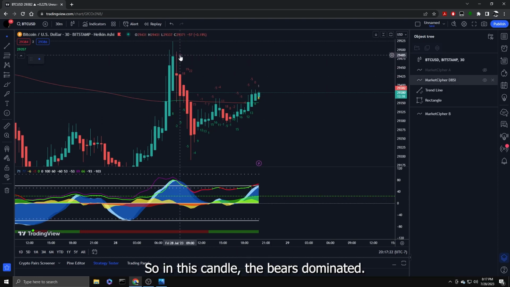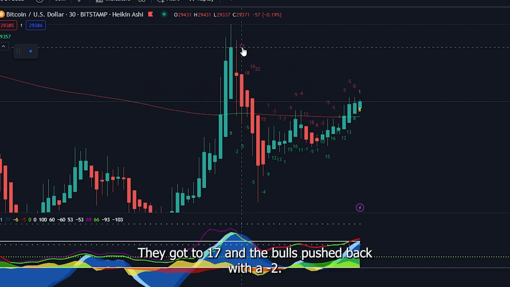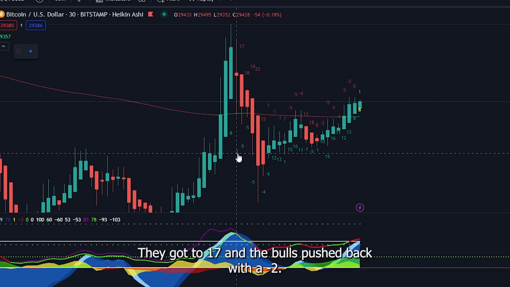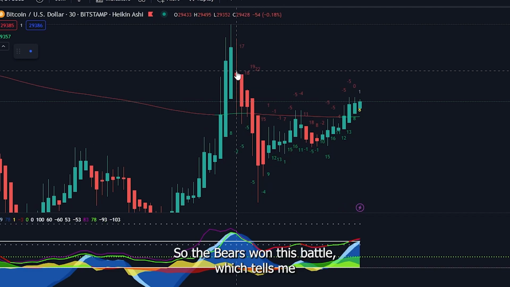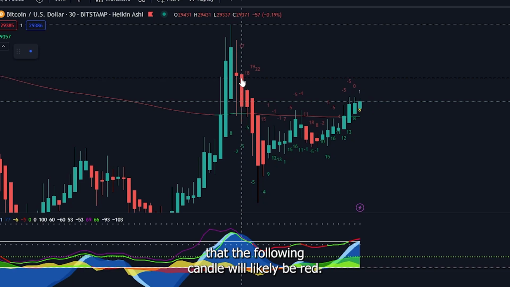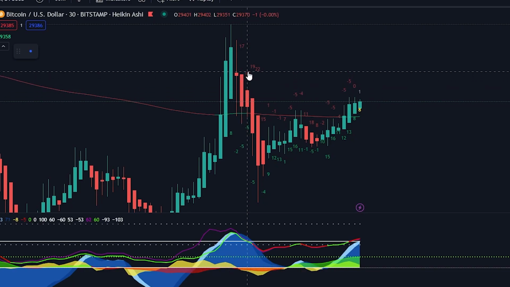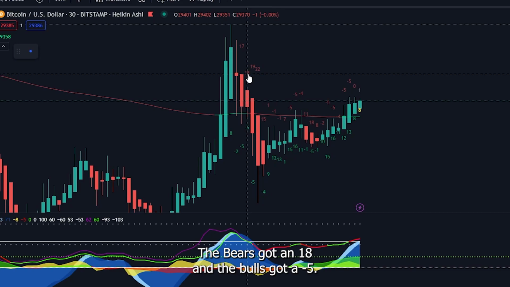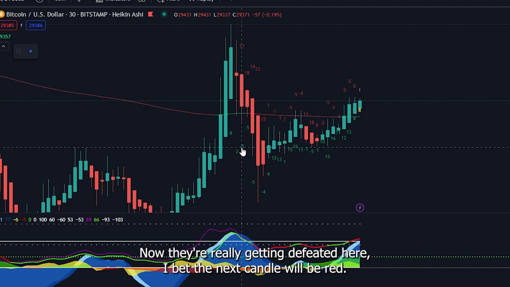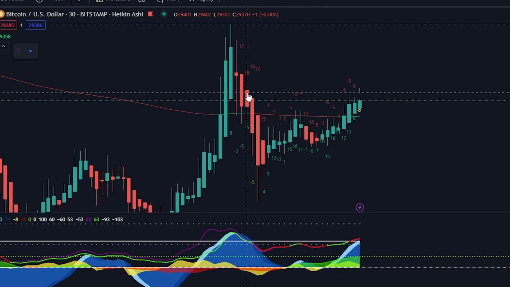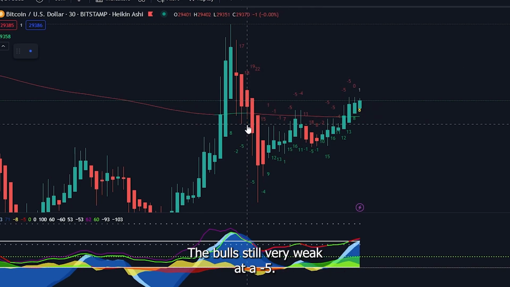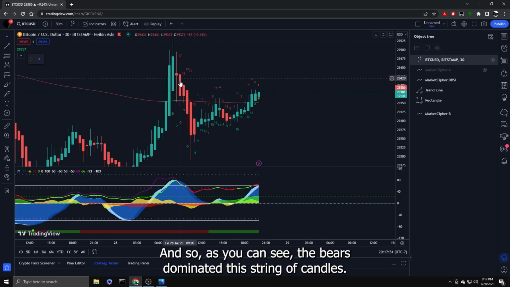So in this candle, the bears dominated. They got a 17, and the bulls pushed back with a -2. So the bears won this battle, which tells me that the following candle will likely be red. And that's what happened. The bears got an 18, and the bulls got a -5. Now they're really getting defeated here. I bet the next candle will be red. Bears got a 19. The bulls still very weak at a -5. And so as you can see, the bears dominated this string of candles.